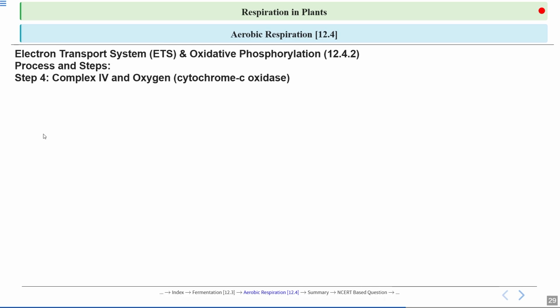So now let's focus on step 4, which involves complex 4, also called cytochrome C oxidase. This is the last major stop for electrons before they reach oxygen. First, complex 4 receives electrons from cytochrome C. Cytochrome C acts like a mobile carrier, bringing the electrons to complex 4. Now, as the electrons pass through complex 4, what happens? It pumps 2 hydrogen ions or protons into the intermembrane space.